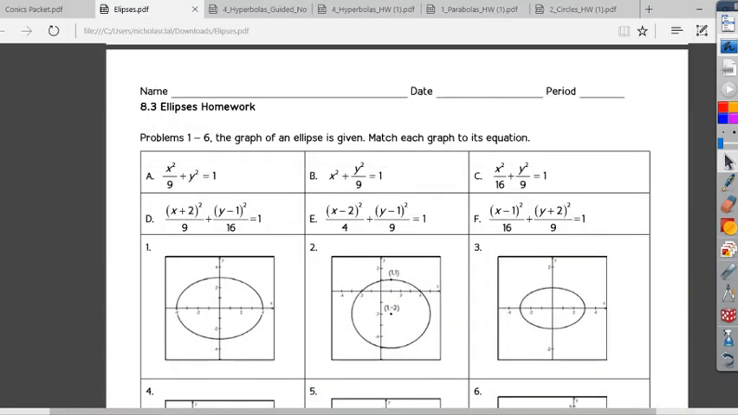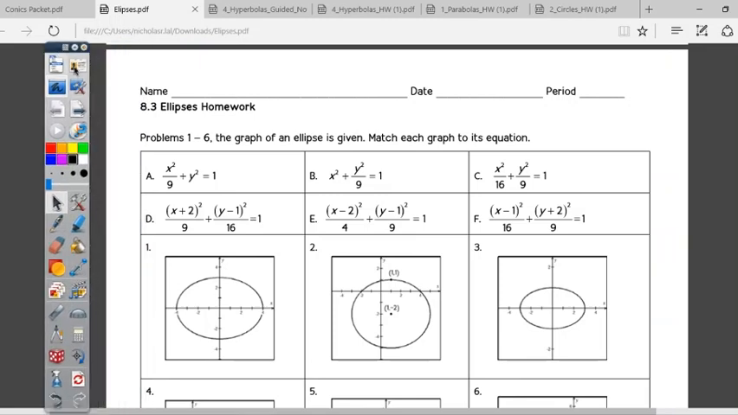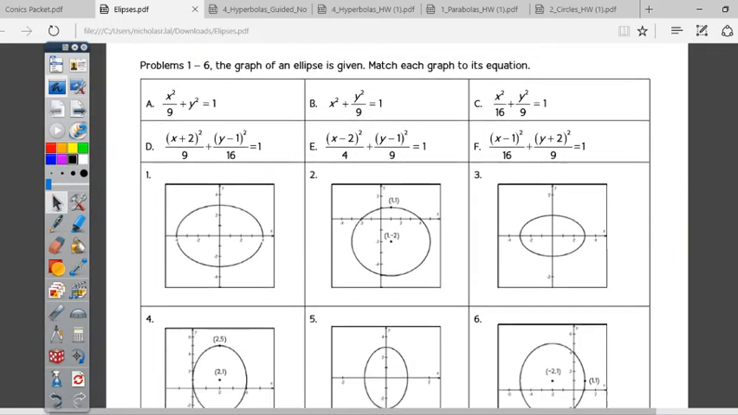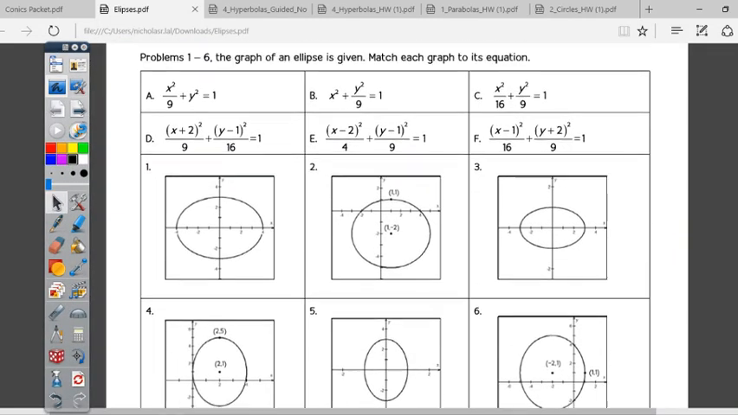So for 1 through 6, we need to match the ellipse with the equation. You can also check Desmos. You can take these equations, for example, and plug them into Desmos. So you can check Desmos if you also need assistance with these types of problems.